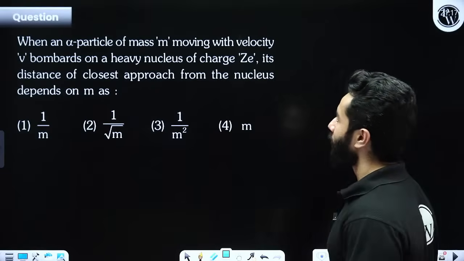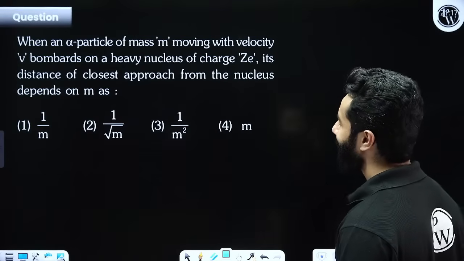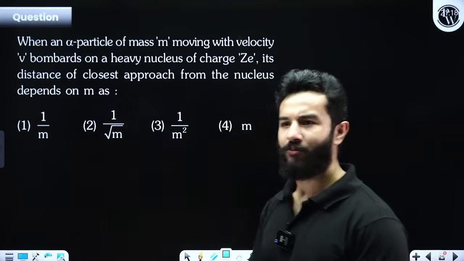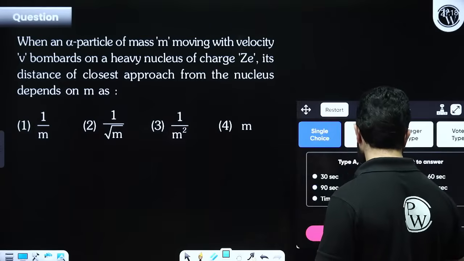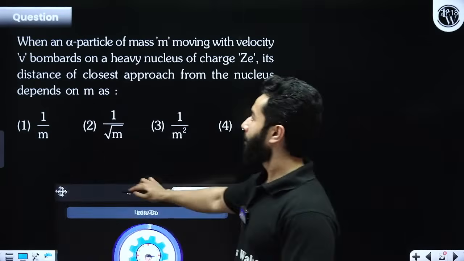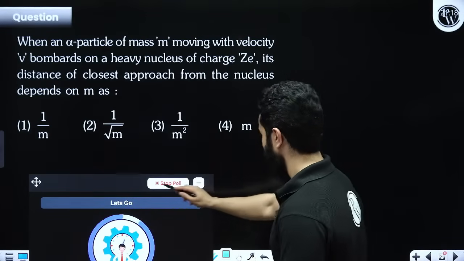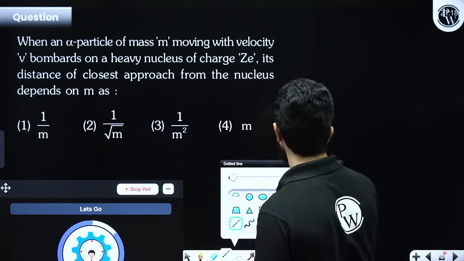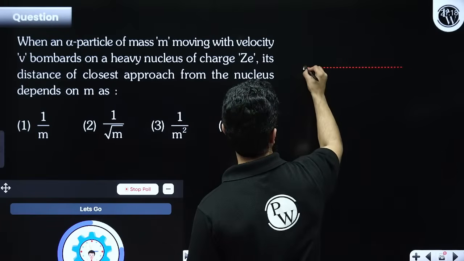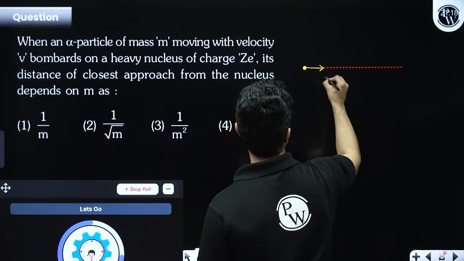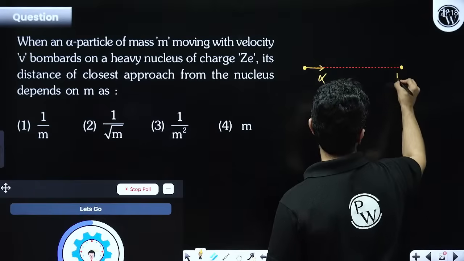When an alpha particle of mass m moving with velocity v bombards a heavy nucleus of charge Ze, find the distance of closest approach. Very easy. Let's start. 60 seconds. It's not lengthy. The alpha particle is moving with velocity v toward a heavy nucleus. So we have a heavy nucleus somewhere over here, and the alpha particle at this point. The nucleus has charge plus Ze.